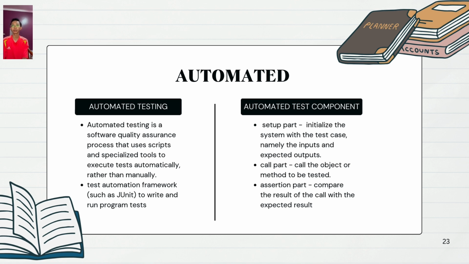And then for an automated test component, we have three parts. First is the setup part: initialize the system with the test case, namely the input and expected output. Second is the call part: call the object or method to be tested. And third is the assertion part: compare the result of the call with the expected result.